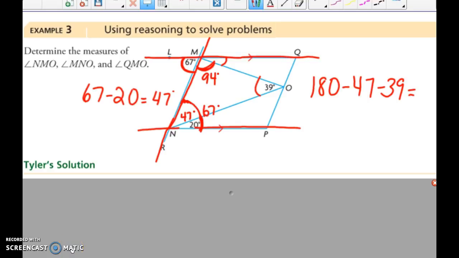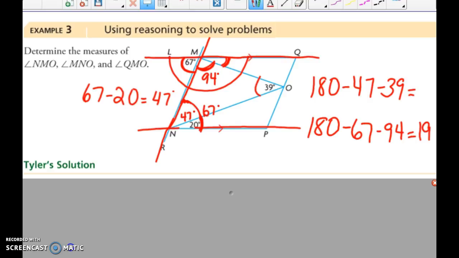So looking for our last angle, we're looking for this piece here. We know this angle is a straight line, and a straight line adds up to 180. So if we know this piece of the straight line is 67, we know this piece of the straight line is 94, we should be able to subtract them and get the little last piece of the straight line, which equals 19 degrees.